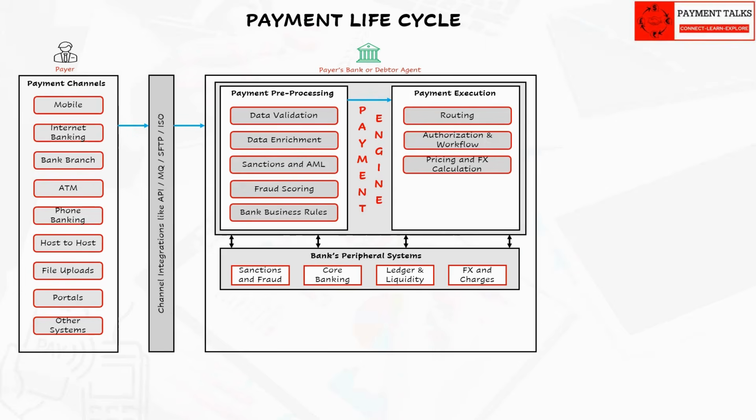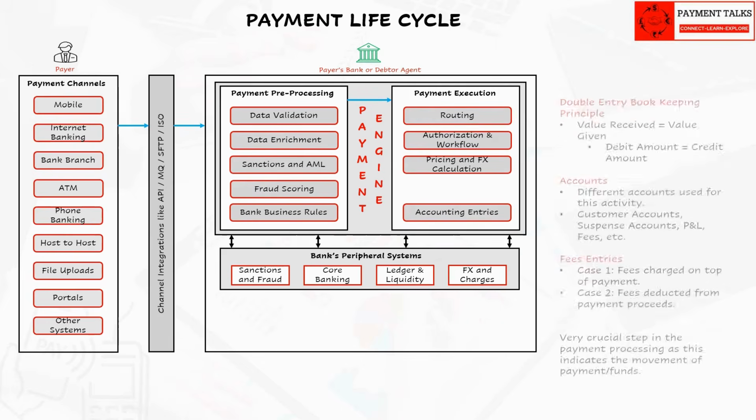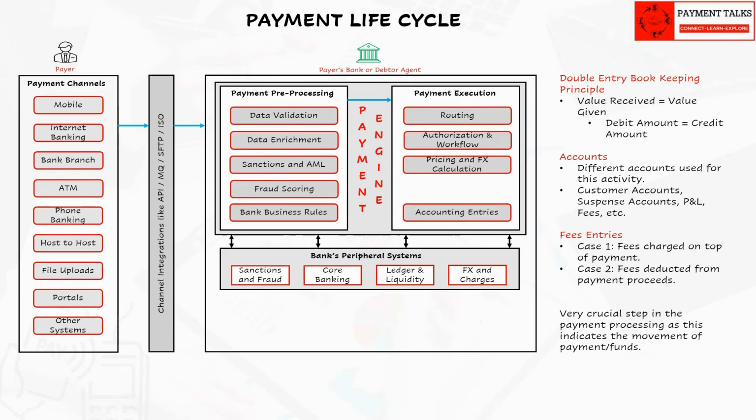Next important decisive step is the accounting. This step indicates the movement of funds. In our next video, we are going to cover the accounting entries and its double entry bookkeeping principle along with many other aspects in detail. We shall also cover the most commonly used accounts for bookkeeping in the bank. Once the entries are made, then the movement of money is final. If there is any issue, then the bank has to either reverse these entries or make new entries against these.